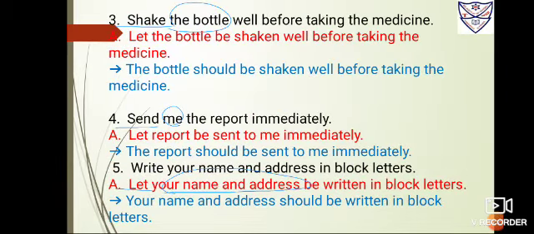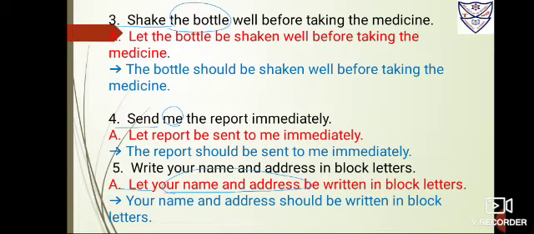Now number 3, it is shake the bottle well before taking the medicine. So shake is the verb, so underline it. The bottle is the object, so we have to circle it. Now we'll begin first with let. So it is let the bottle be shaken. So third form of shake is shake, shook, shaken. So it's be shaken well before taking the medicine. Now you have to use should. So it is the bottle should be shaken well before taking the medicine.